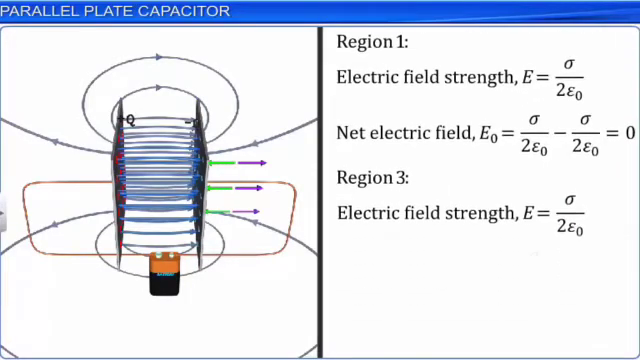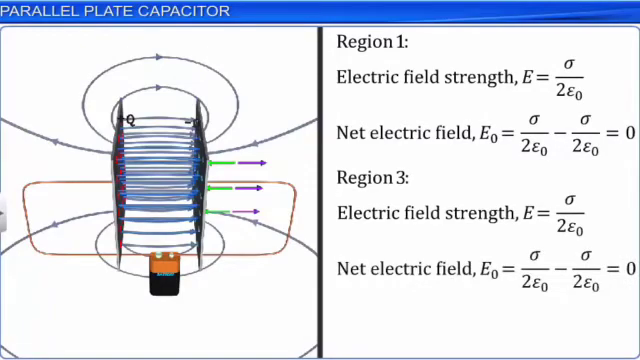Hence, in the region 3, the net electric field strength is equal to plus sigma by 2 epsilon naught minus sigma by 2 epsilon naught, which is equal to 0, since the two electric fields are oppositely directed in region 3 as well.